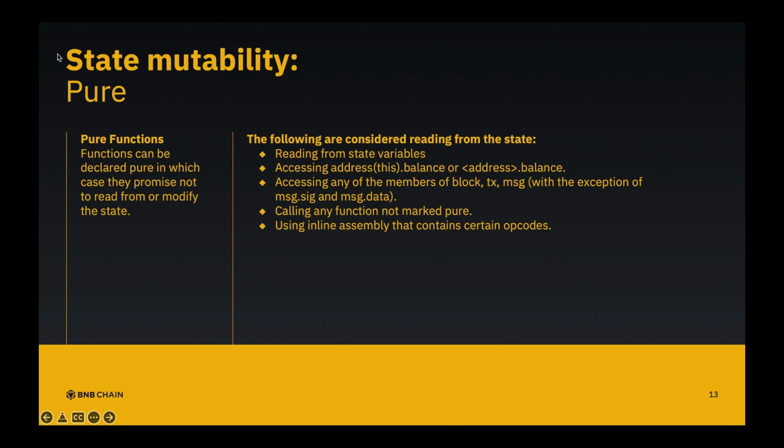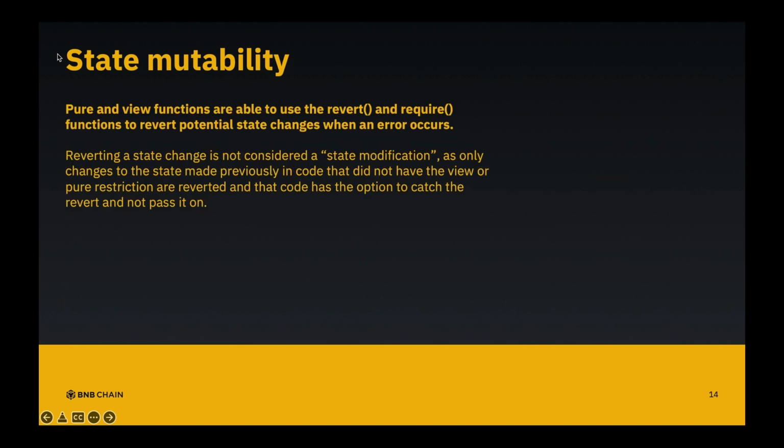In particular, it should be possible to evaluate a pure function at compile time, given only its input and message.data, without any knowledge of the current blockchain state. Thus, reading a constant might still make it not pure. An example of a pure function we saw just now is, given x, return a multiplication of x. So it could be a mathematical expression or anything. These can be declared pure. Note that pure and view functions are able to use the revert and require functions to revert potential state changes when an error occurs.